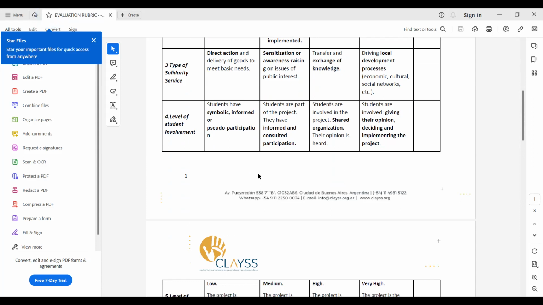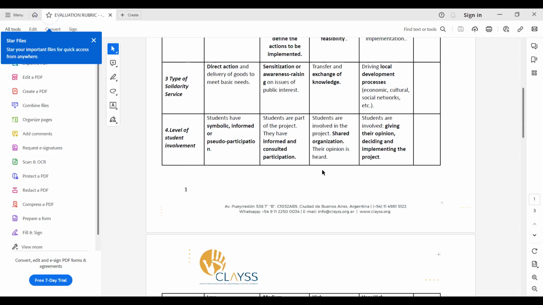So this helps you to revisit your projects and any other project that you are working with, or if you are working with professors, teachers that are developing a service learning project, and you want to evaluate the quality of those projects or how they are attending the main features of service learning, you can use this rubric and try to think if, for example, the level of students' involvement, students have symbolic, informed, or pseudo participation, or they are really involved in the project.